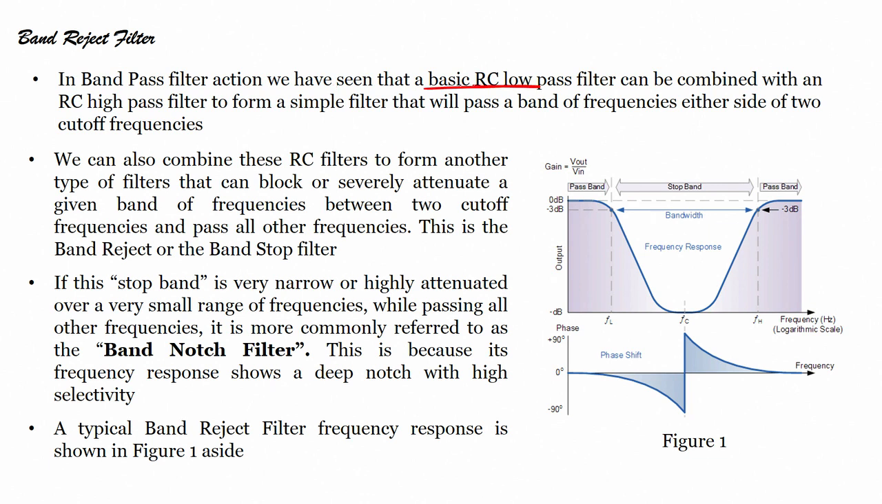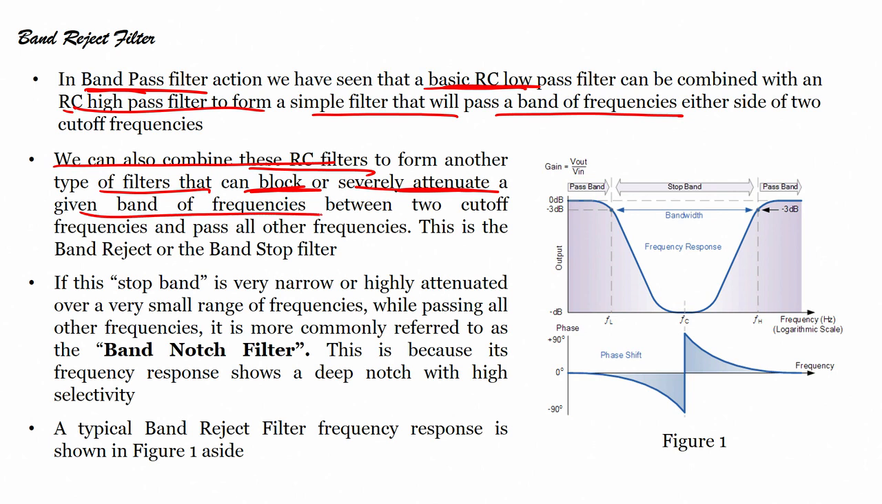We have seen the basic RC low pass filter combined with an RC high pass filter to form a simple filter that will pass the band of frequencies either side of 2 cutoff frequencies. This we have seen in the case of the band pass filter, right. But we can also combine this RC filter to form another type of filter that can block or severely attenuate a given band of frequencies between 2 cutoff frequencies, and this is called your band reject or band stop.